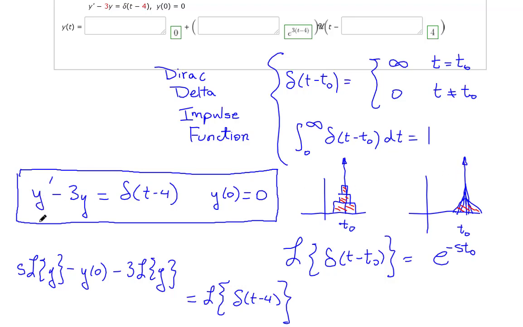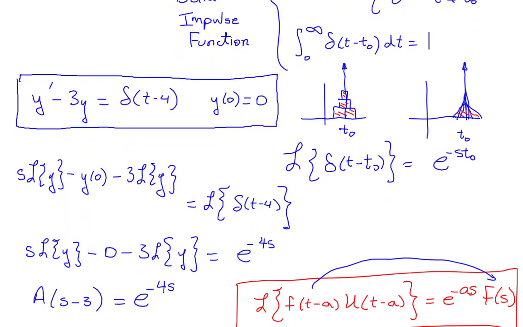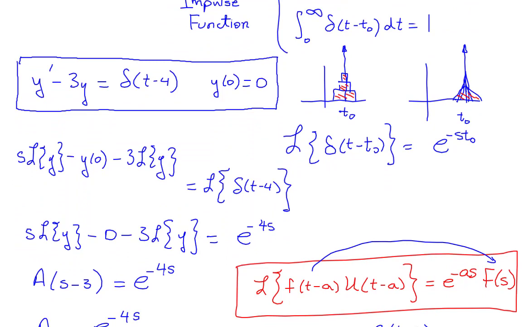And so we have our differential equation here, where we have a first order problem. Our driving function is an impulse at t equals 4. Initial condition is y of 0 is 0. So we use Laplace transforms. We take the Laplace transform of both sides. Fairly standard here on the left, Laplace transform of y prime. We have s times the Laplace transform of y, minus y at 0. Well, y at 0 is 0.